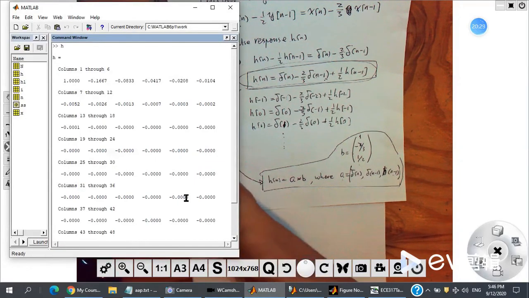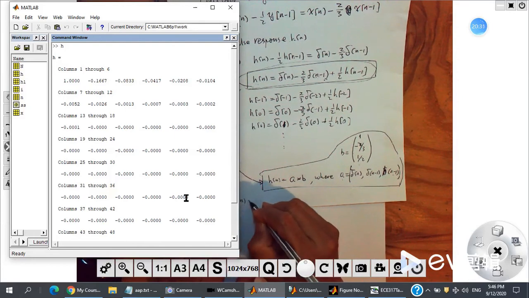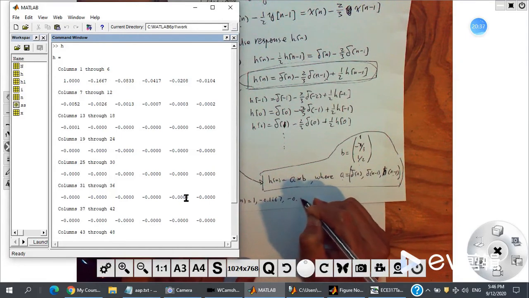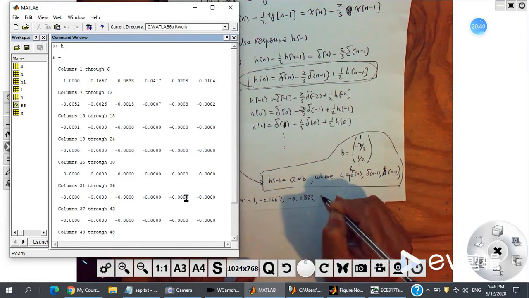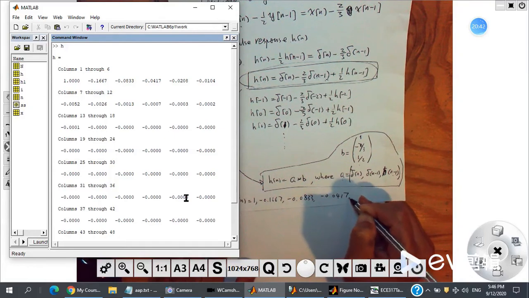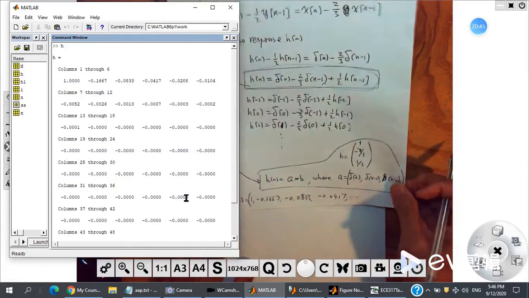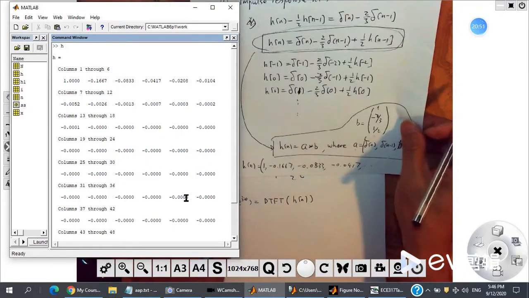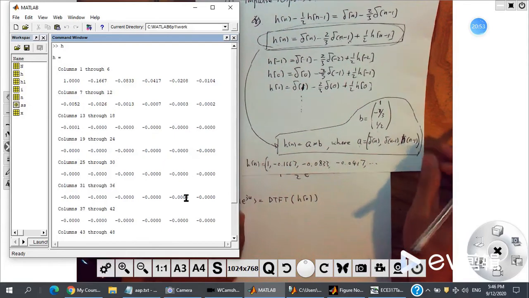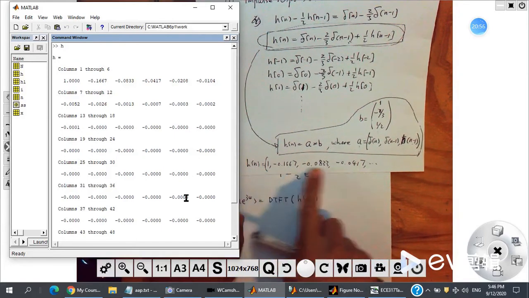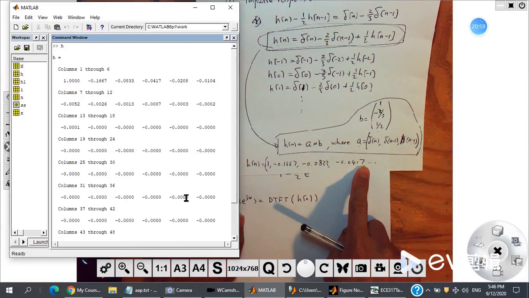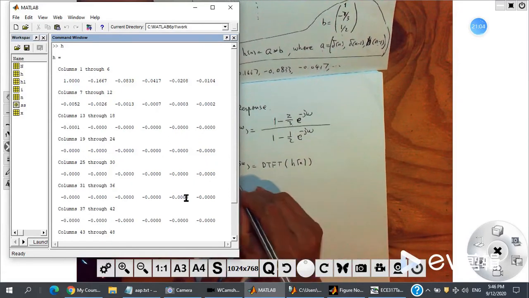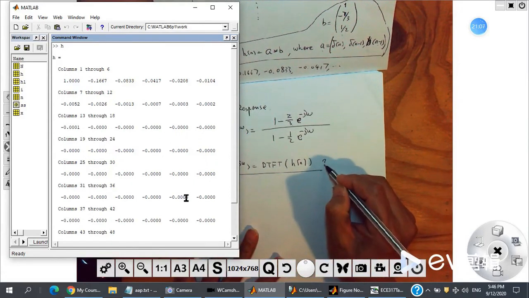Okay, the numbers h of n will be 1, then negative 0.1667, then negative 0.0833, then negative 0.0417, and so on. Can we find a pattern or find the formula from these numbers? Not so easy. Actually, so far, when I look at these numbers, I have no idea what the formula for them would be. Get it? So this way is somehow not so easy, right?